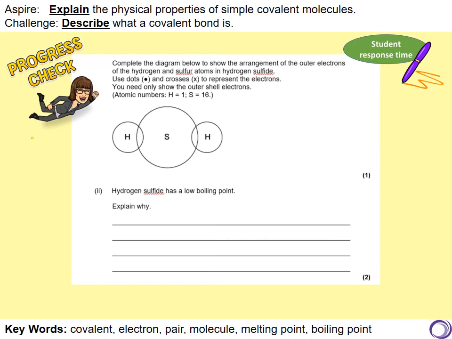Okay, so here's another exam question. In this one, it would like you to explain why hydrogen sulfide has a low boiling point, and it would also like you to complete the dot and cross diagram for hydrogen sulfide. 3 minutes.